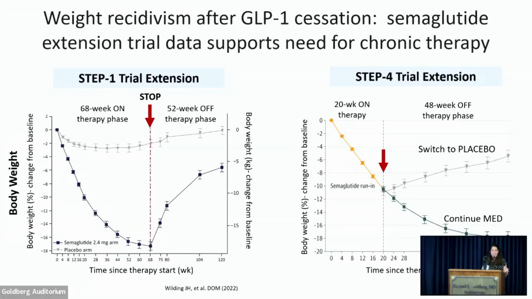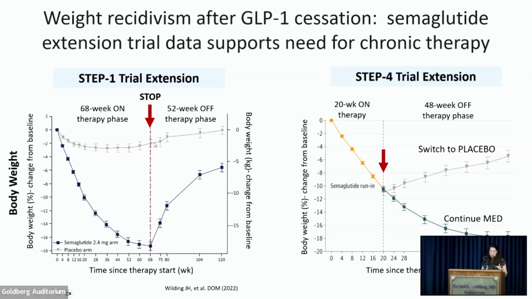But the problem with these therapies, and I get this question a lot in clinic, right, is what happens if I stop this medicine, or what happens if I can't get it? Because there are national back orders everywhere, right? And so we have data from both the STEP 1 extension trial and from the STEP 4 extension trial. So the STEP 1 trial I just showed you, right? So this is that 68-week data. They did an extension phase and they followed people off of therapy, right?